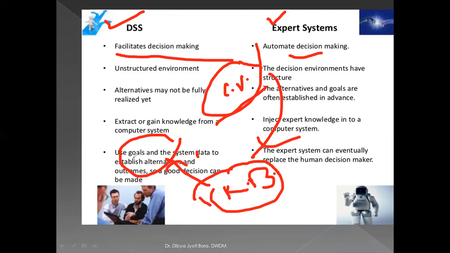Okay, so ultimately we have arrived at the decision. Here, if you see this process, no human interaction is required.